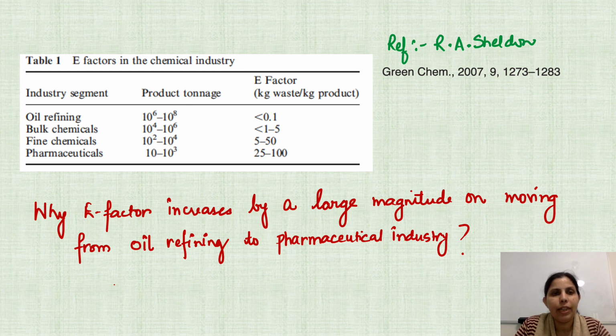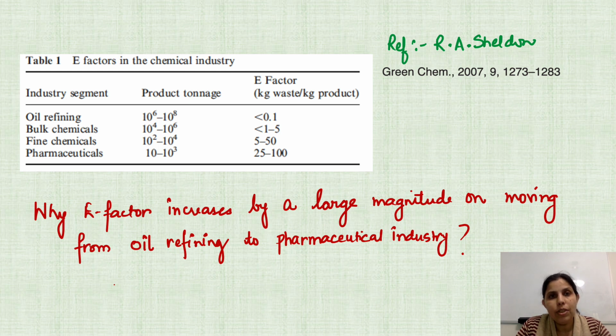For oil refining, it is less than 0.1. For bulk chemicals, it is in the range of 1 to 5 or less than even that. Fine chemicals, 5 to 50, and pharmaceutical, 25 to 100. So if we look carefully at that, it is kind of increasing.